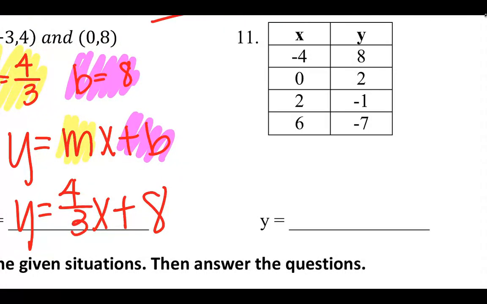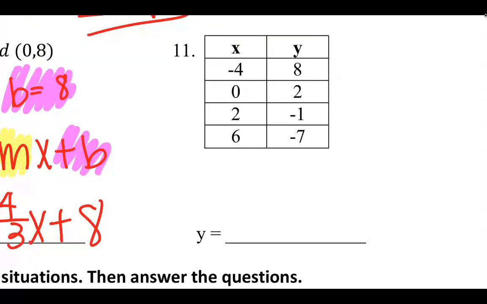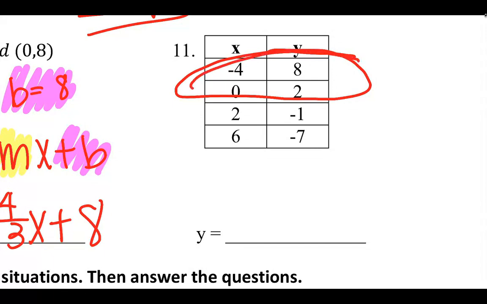And number 11 is the exact same way. It's given a table. You do not need to plug in the whole table into Desmos. Remember, I say you only need 2 pretty points. So I usually just pick the very first 2 pretty points. It does not matter what 2 pretty points you grab. I do not care. But I usually just grab the first 2 because they're right there and they're pretty handy.